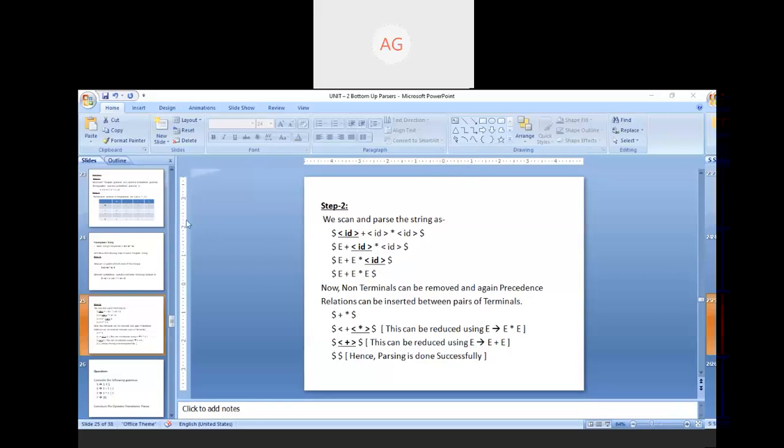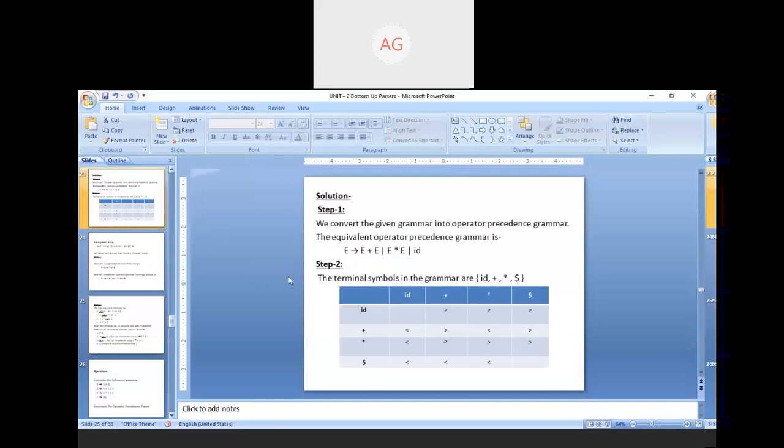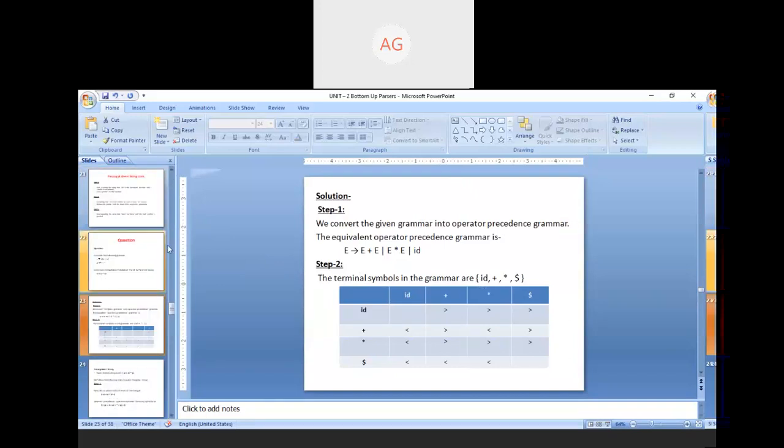So in the last class, we were going to discuss a question which is based on parsing, and it is related to operator precedence parsing table. So this is the question, and we are going to parse a string. This is the grammar given to us. E produces E plus E, then E produces E into E, and E produces id. So these are the three productions in the grammar, and this is the operator precedence parsing table.